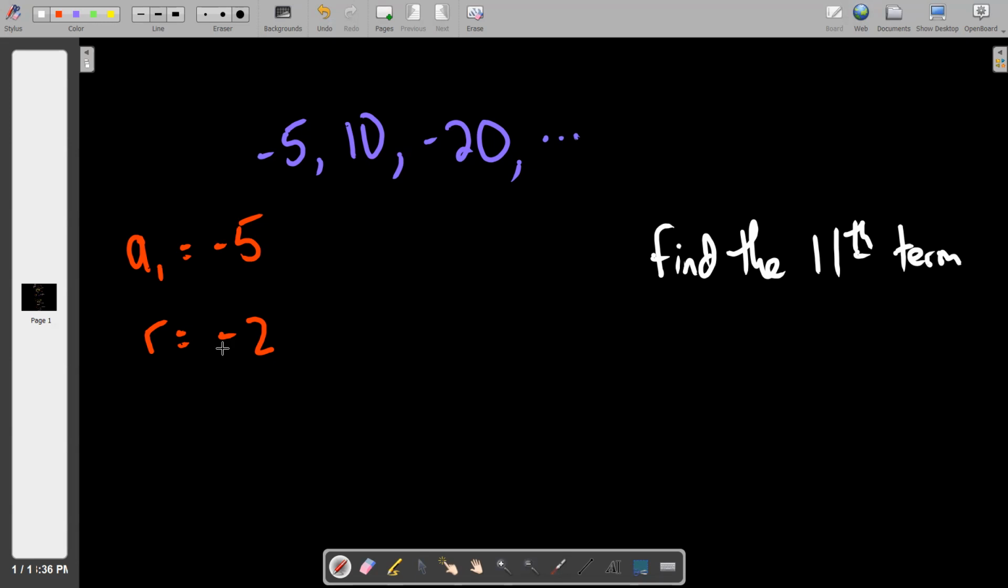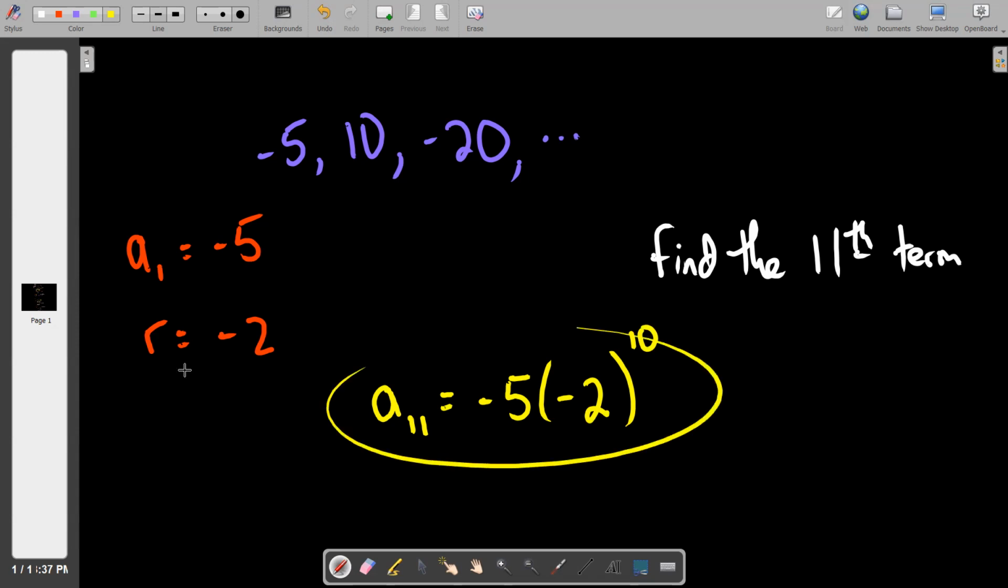All right, so as I said earlier, on the topic of how to present my work to my teacher on a quiz, your work on a quiz would look like this. Here goes. If I were taking my own quiz, I would write a sub 11, that's the 11th term, equals what? What's my work? What do I write first? Always write your first term first. So -5, and then in parentheses, what's my R? And what will my exponent be?